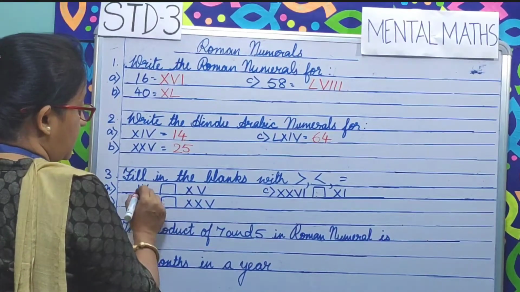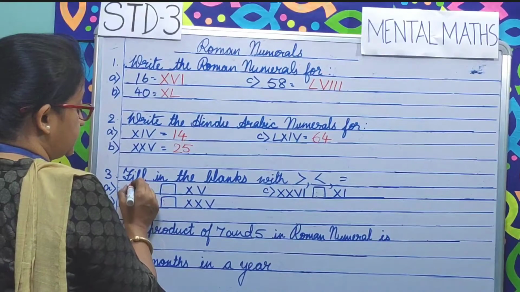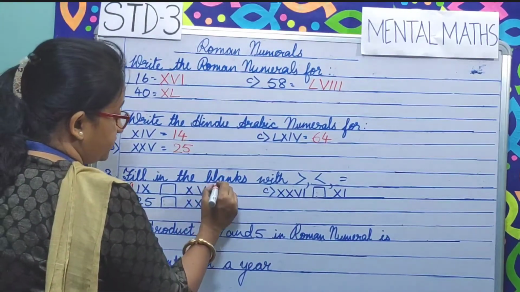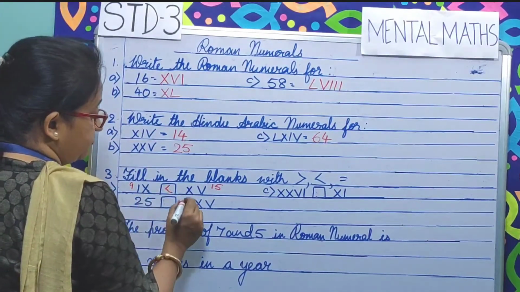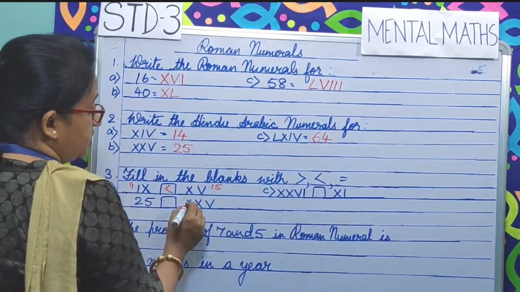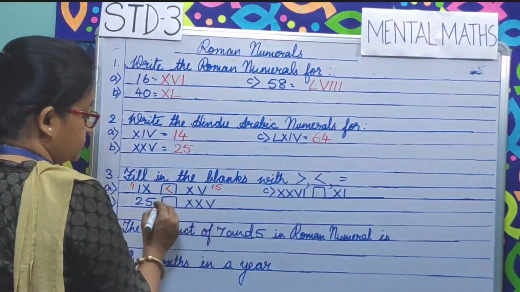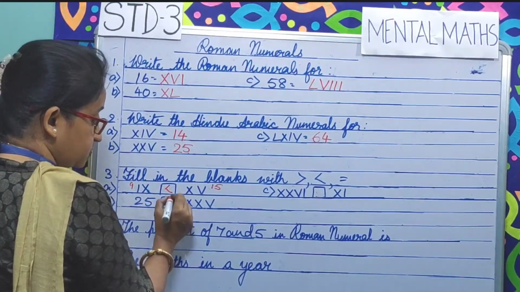IX and XV. So, IX equals 10 minus 1, that is 9. And XV is 10 plus 5, that is 15. So, which is greater, children? 15. Now, XXV. 10 plus 10 plus 5, that makes it 25 here also. So, what sign will it be? Both sides 25? Equal to.